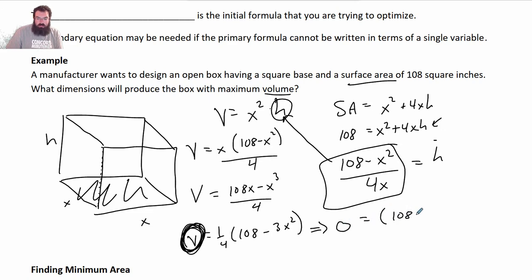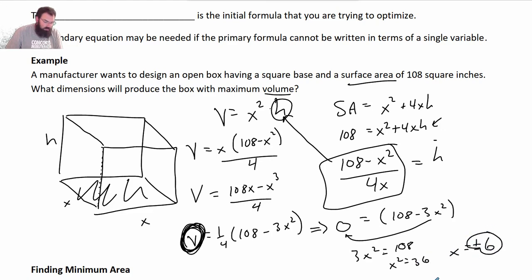0 equals now 108 minus 3x squared. I'm going to bring over the 3x squared, so 3x squared equals 108. I'm going to divide by that 3. X squared is equal to 36. X equals plus or minus 6, but we know it can't be negative, so it's got to be positive 6. And then, the question says what dimensions will produce the box with maximum volume.